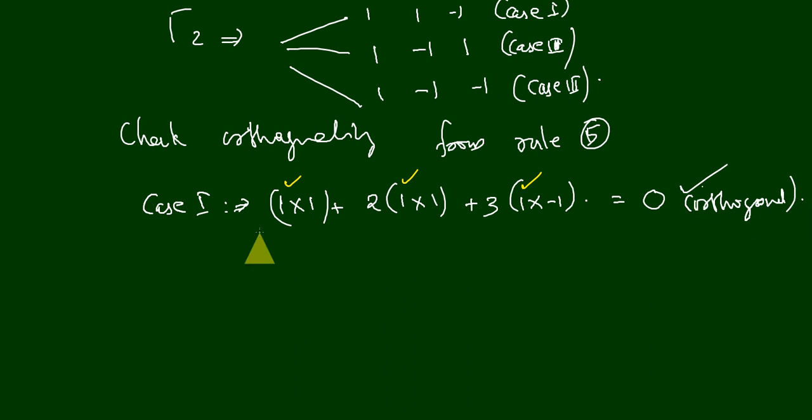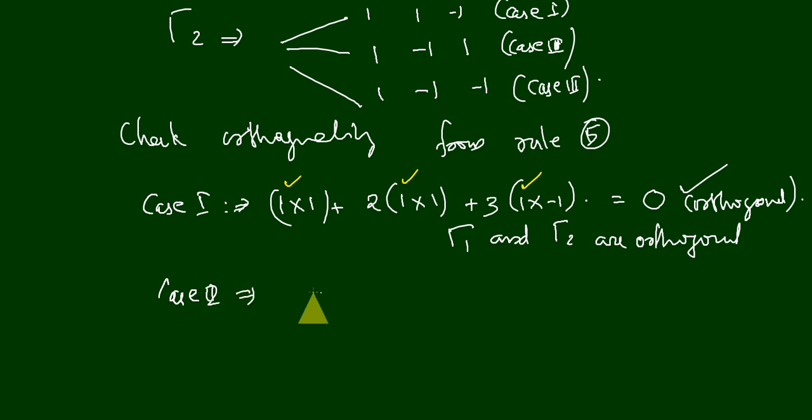Okay, so gamma 1 and gamma 2 are orthogonal in this case, if case 1 is valid. And you can check case 2 also. In case 2, what will be the result?